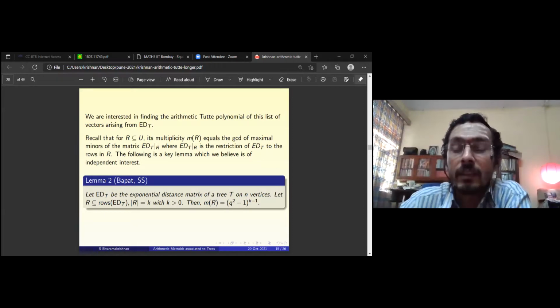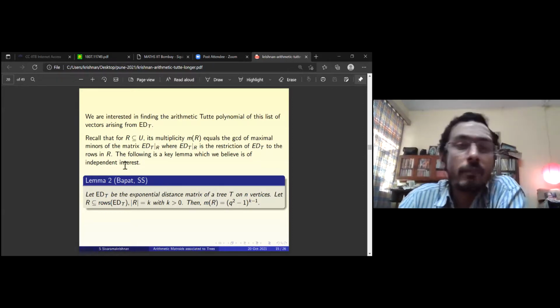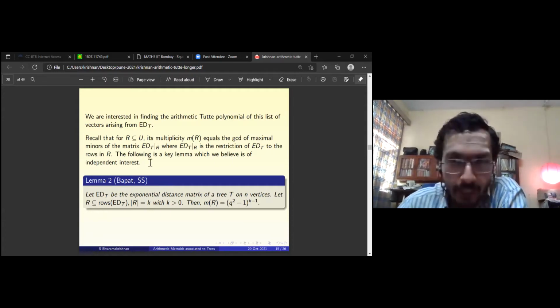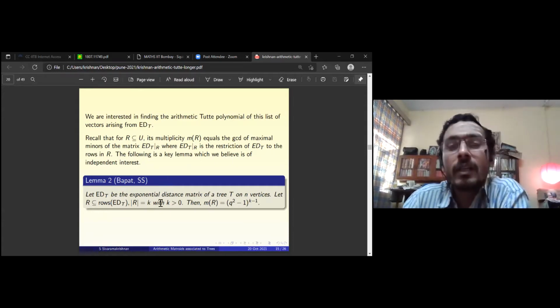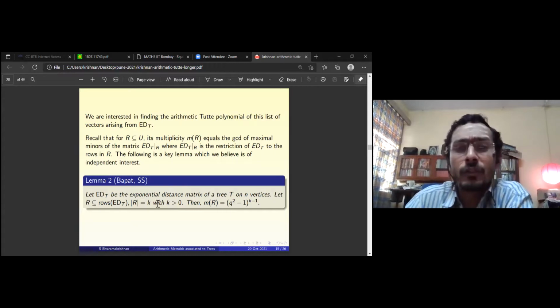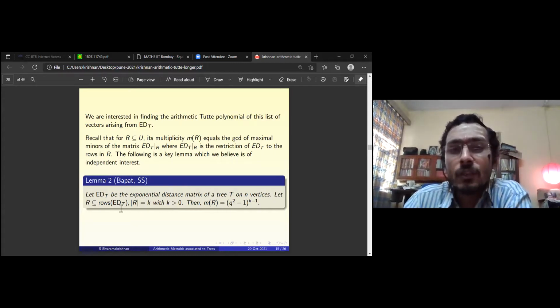So this is what we have to find, and this is the only lemma which we think is of independent interest because we are putting it in an arithmetic context. But I still don't quite understand the significance of this. Let EDT be the exponential distance matrix of a tree. Let R be a subset of rows, which you can change to columns. It's a symmetric matrix, so I'll change it to columns, with mod R equal to K.